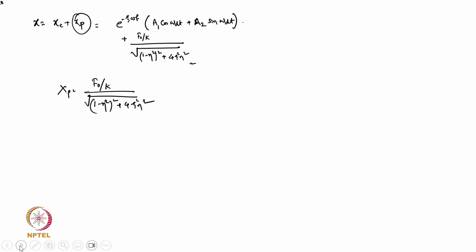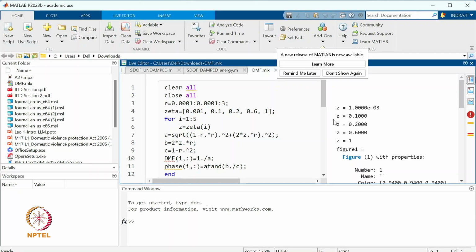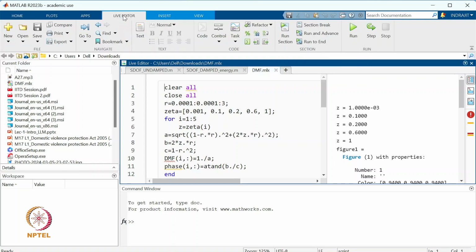Okay, so now let's see how this graph looks. This is a small code to calculate how the dynamic amplification factor looks. It is written in a MATLAB live script. By the way, did you ever try the normal script or the live script? Very good, good that you have tried. That's nice. Okay, so now let's see.